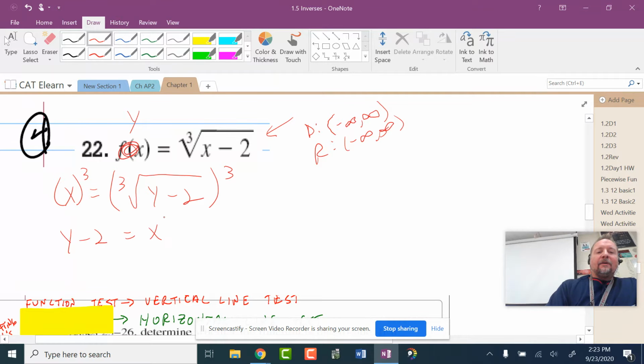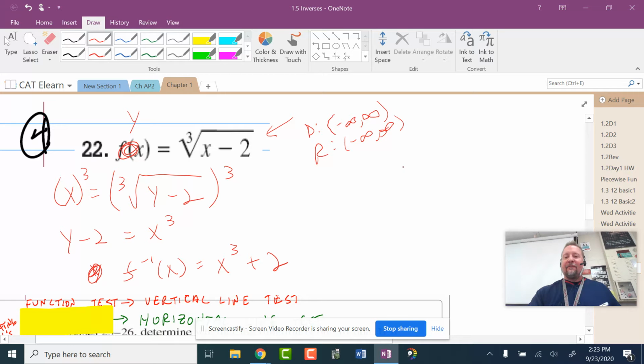What do you do after you cube it? You add 2. Wrong. I'm going to make this the inverse of f of x equals the cube root of x cubed plus 2. Oh my gosh. I think my brain's misfiring at this point. Things are just not coming out of my mouth that I want.